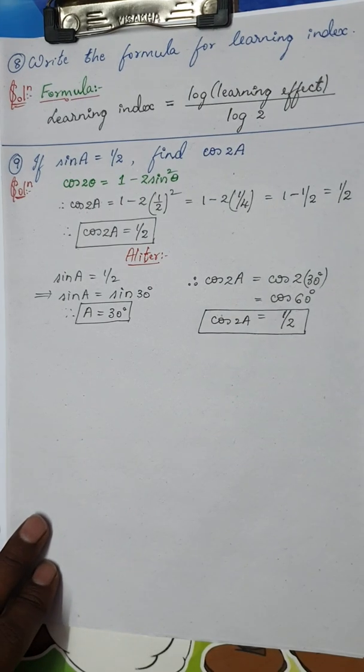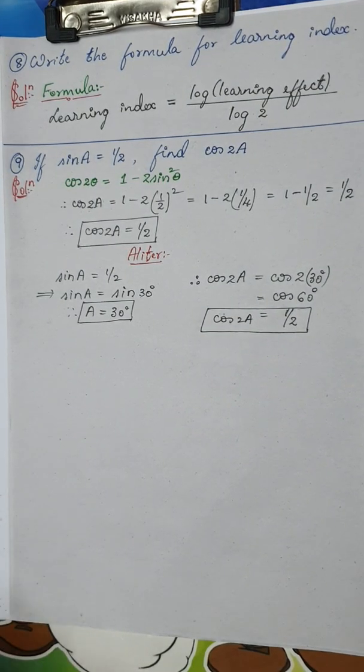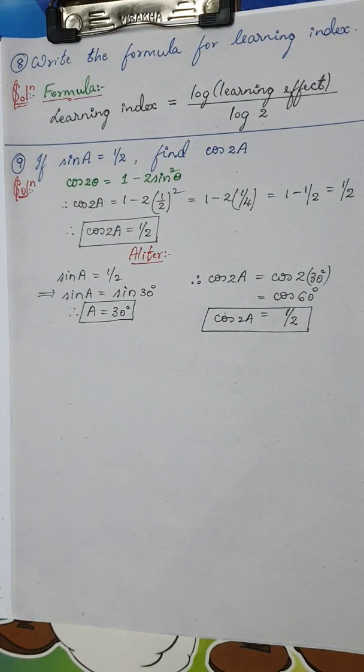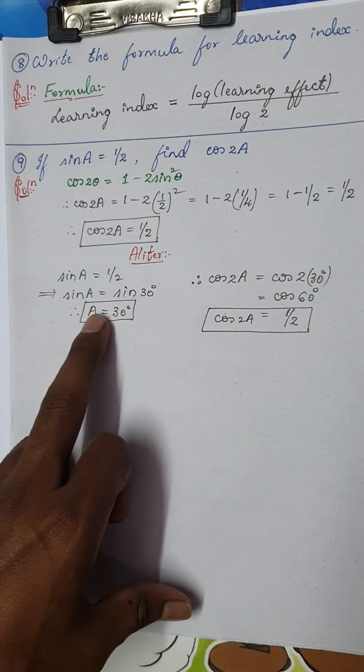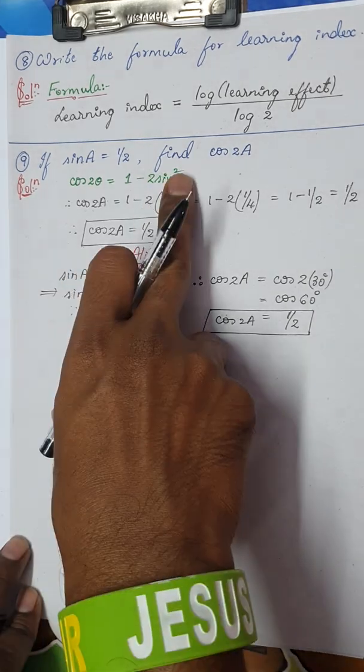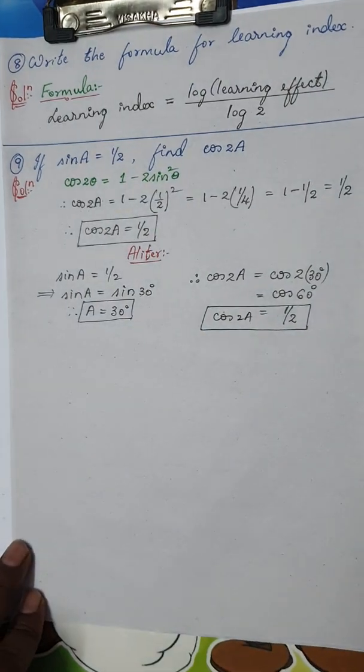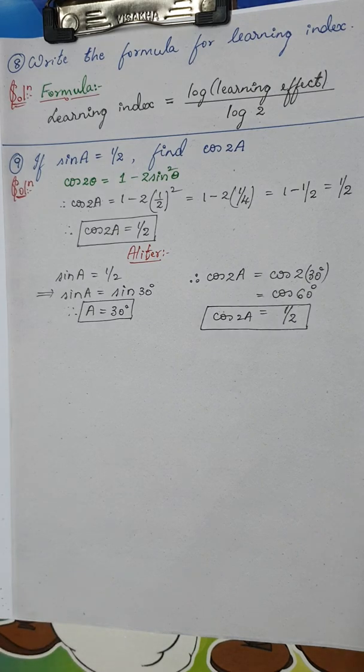You need not worry in trigonometry. Two different steps or two different methods cannot give you different answers. The answer will always be the same. I believe this method is far easier compared to this one. Now it's up to you which method you are going to follow. Okay, right, so we are done with question number 9.